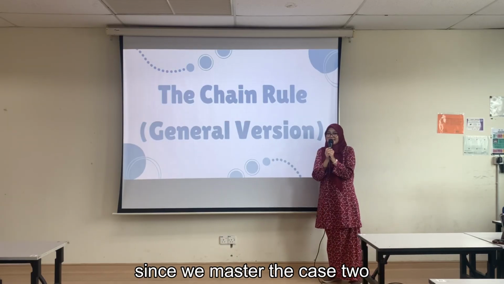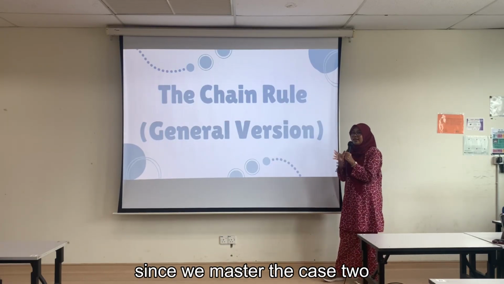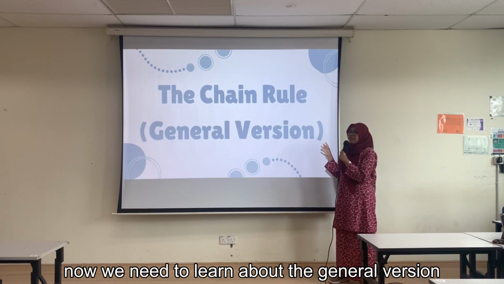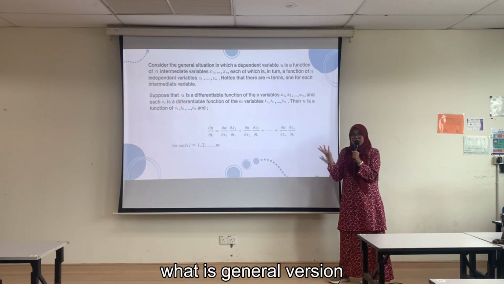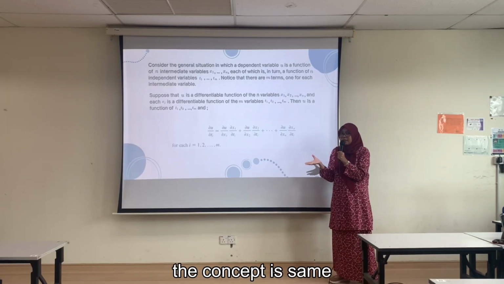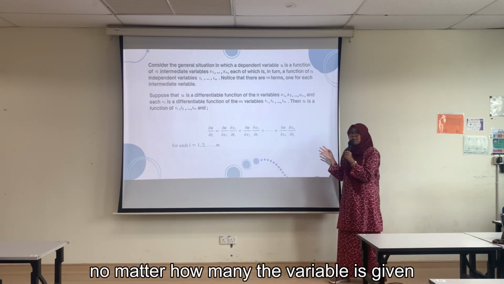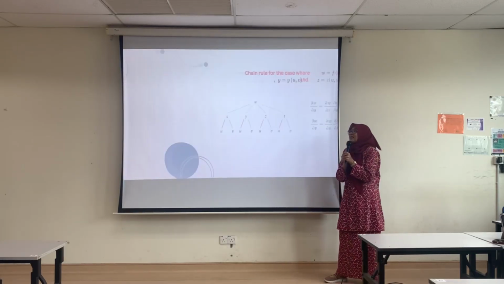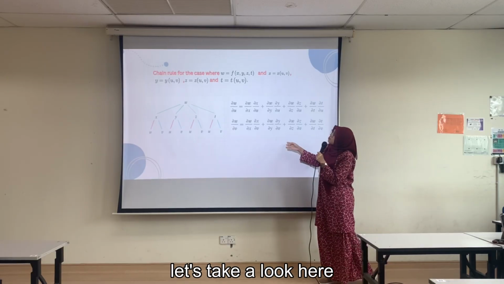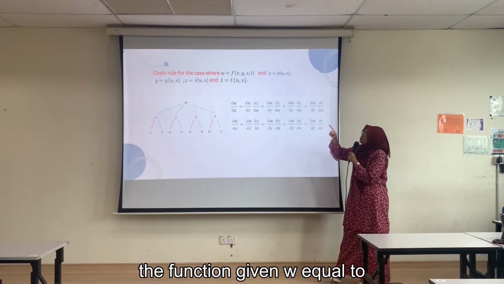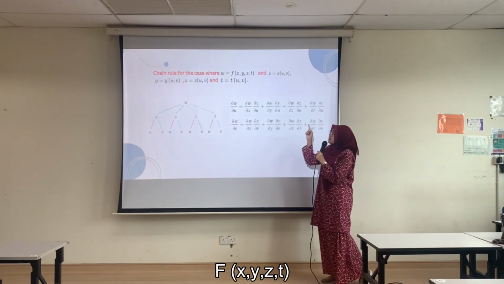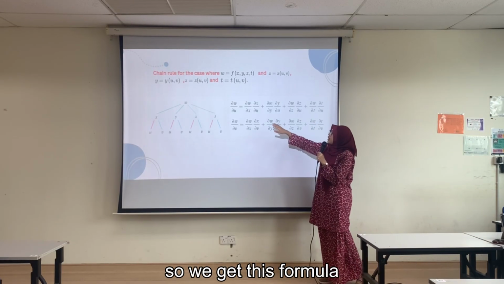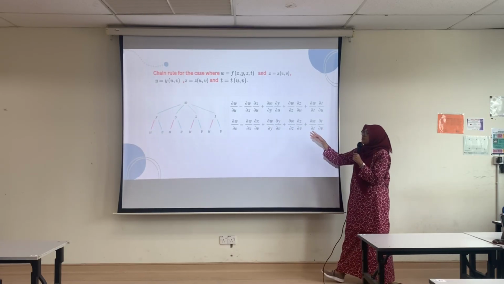Okay, since we master the case 2, now we need to learn about the general version. What is general version? The concept is same, no matter how many the variable is given. Okay, next. Let's take a look here. The function given W equal to f, x, y, z, and t. First, we need to draw the tree diagram so we get this formula.